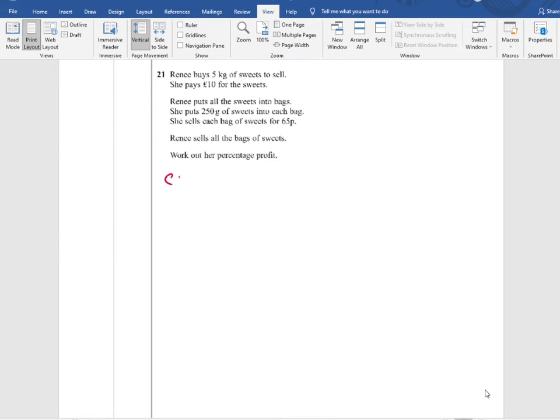So, cost. Cost is £10. She buys 5 kilograms. So now we need to find out how many little bags she's got. So we've got 5,000 grams divided by 250 grams in the sweets. So 500 divided by 25: 4 25s are 100. So it's 4 times 5, which is 20 bags.